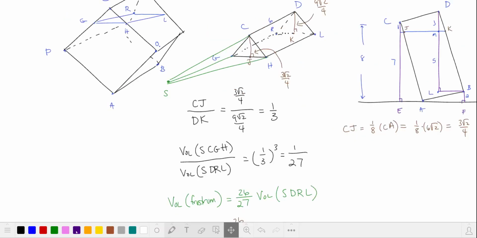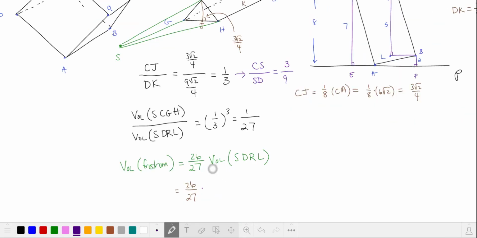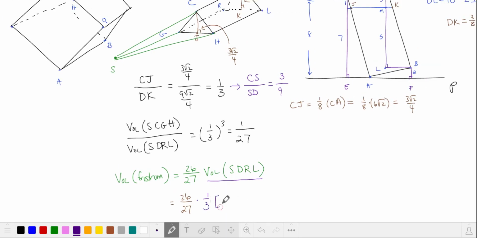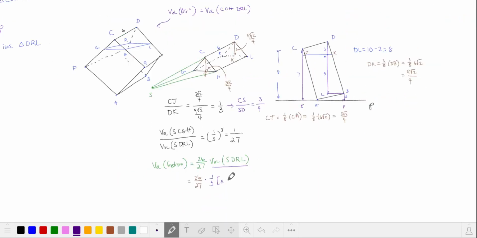All we need to do now is find the height of this big pyramid, where CD is equal to 6. Since the linear measurements of these two triangles are in a ratio of 1 to 3, the heights are also in a ratio of 1 to 3. This is satisfied when CS is 3 and SD is 9. So we'll use our formula for the volume of a pyramid. That's 1/3 base times height. Our base is going to be the area of triangle DRL, and our height is going to be SD.